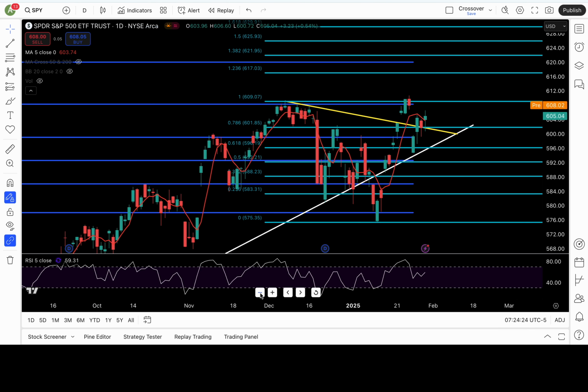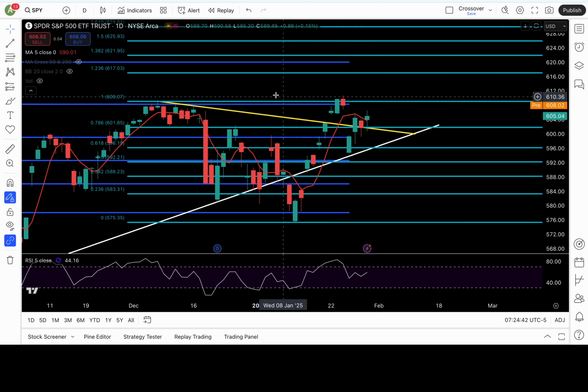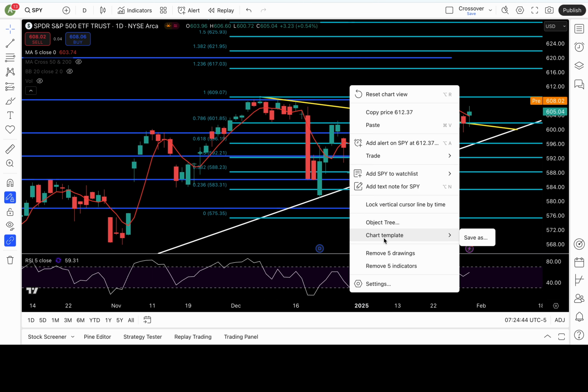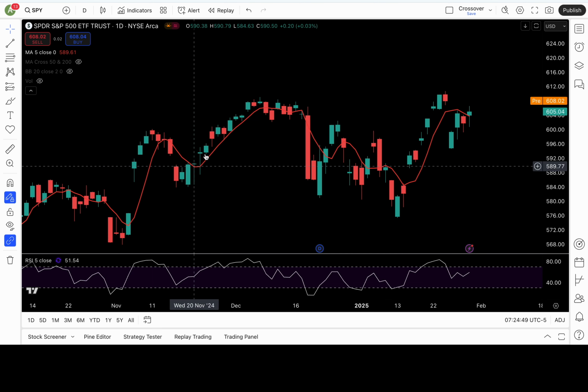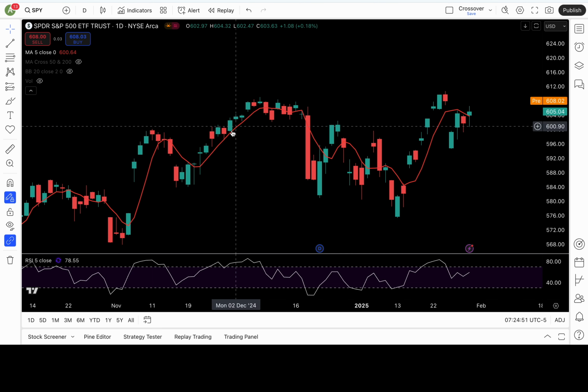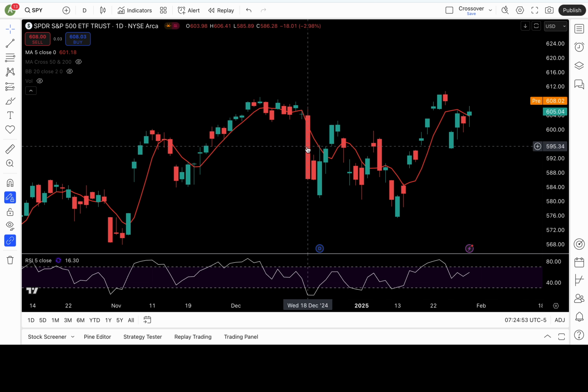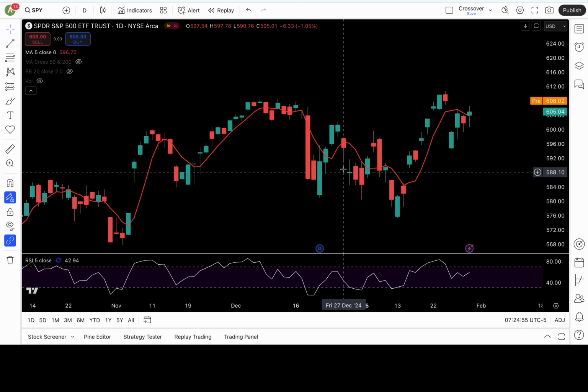And I often say when the market is really bullish, it spends a lot of its time above the 5 daily moving average. So when I see the price above the 5 daily moving average, I tend to lean bullish. And when the price is below the 5 daily moving average, I tend to lean bearish. Because when we look at the past, let me just remove all these other lines for now, and we just look at the 5 daily moving average, you see when the market is bullish, it's above the 5 daily moving average. When the market is bearish, it's below the 5 daily moving average.